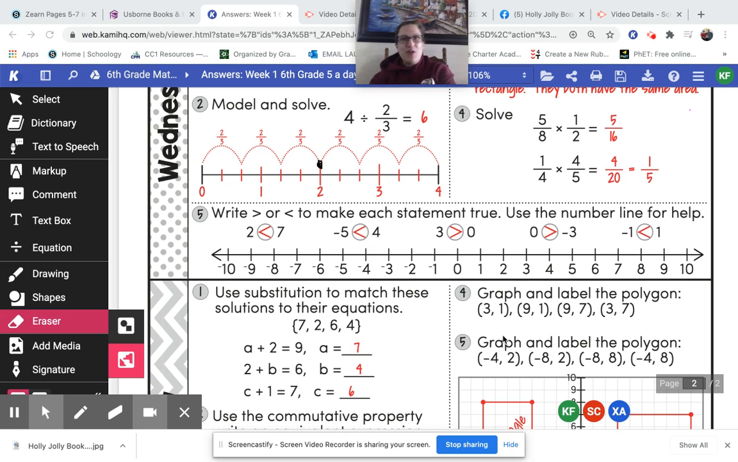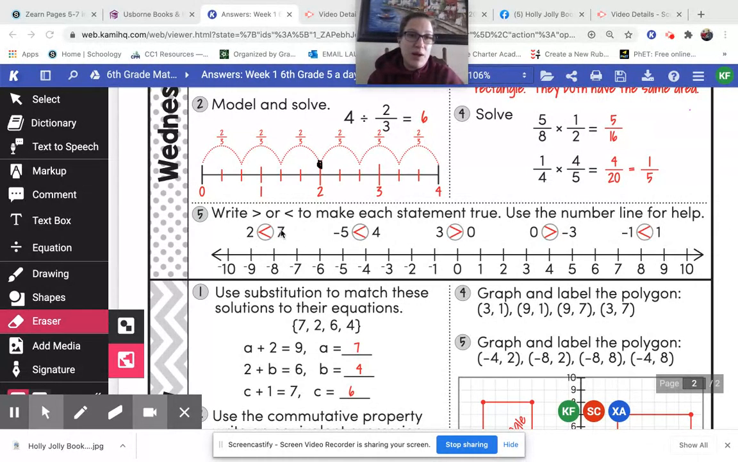Turns out we forgot one of the Wednesday problems, so welcome back. Let's do first week's Wednesday problem number 5. It was: write a greater than or less than sign to make each statement true. Use the number line for help.